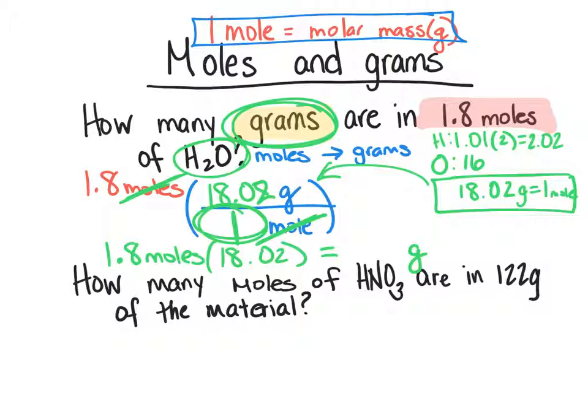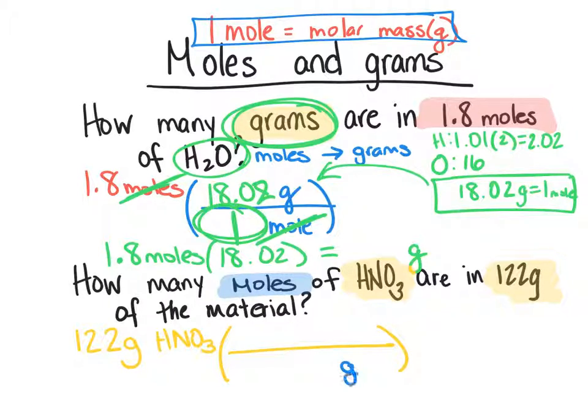Let's try another problem. What if I am given 122 grams of HNO3 and I want to know how many moles there are? Let's start with what we're given. I highlighted in yellow that we were given 122 grams of HNO3. I want to get to moles, so I'm going to go ahead and set up my relationship. I don't want grams anymore, so grams is going to go on the bottom, so it cancels out. I want to get to moles, so moles is going to go on the top in my relationship.